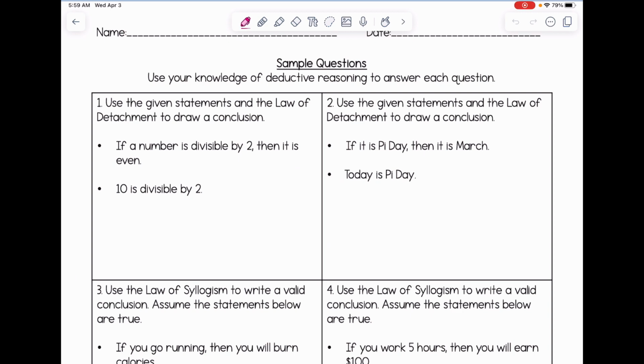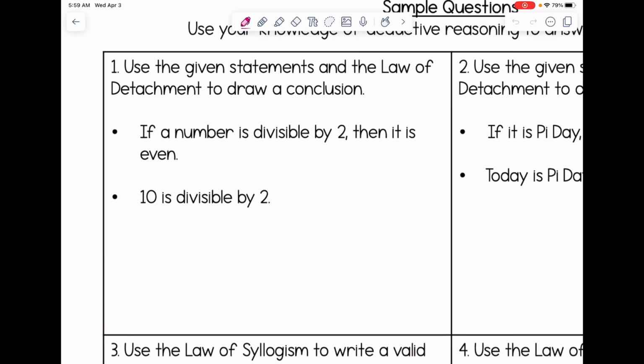Okay, let's take a look at some sample questions on deductive reasoning. Number 1, use the given statements and the law of detachment to draw a conclusion. So we have the conditional, if a number is divisible by 2, then it is even. And we also have the fact that 10 is divisible by 2. So notice how this second given statement is corresponding to that initial hypothesis of the conditional. So we can now conclude using the law of detachment that 10 is an even number. So since it is divisible by 2, we know that it is even.